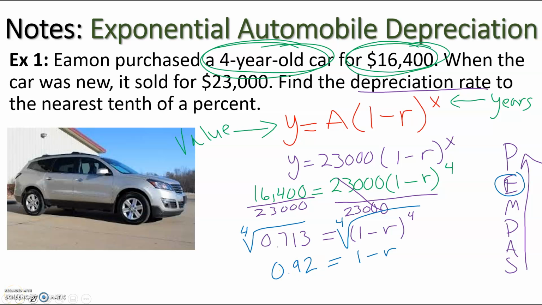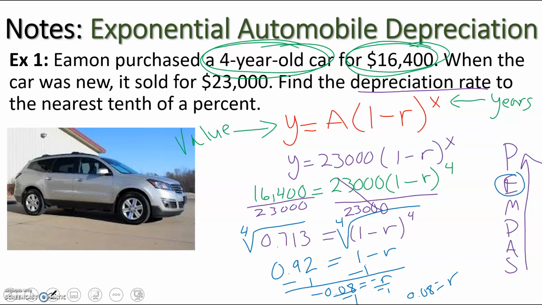Now let's solve this equation for r. So we subtract 1, and we get negative 0.08 is equal to negative r. Divide both sides by negative 1, and then we get 0.08 is equal to r.